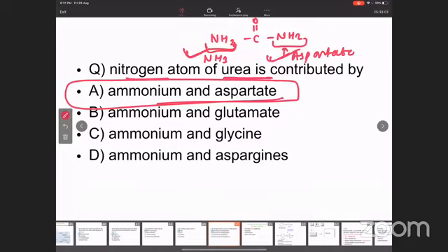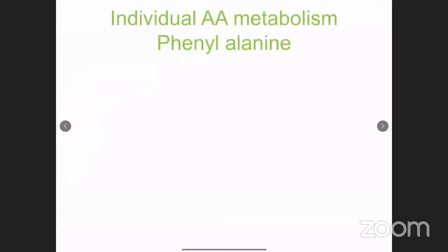In the next class, we are going to discuss individual amino acids. This was the general part of the amino acid chapter. Now we will discuss the individual amino acids. The first individual amino acid that we are going to discuss is phenylalanine. So we will conclude the class for today here. If you have any doubt, you can ask in the chat box.